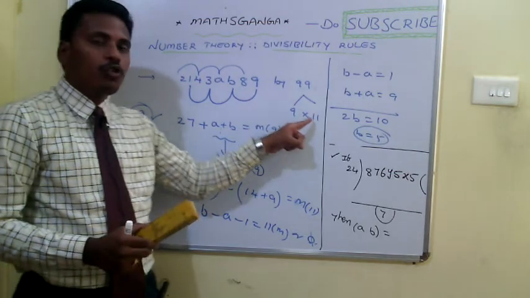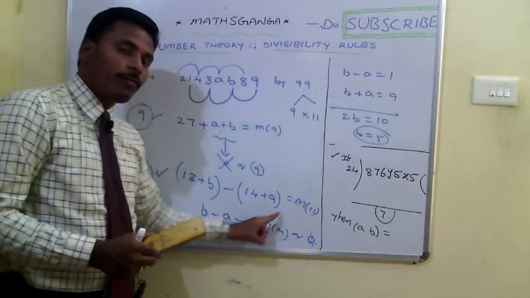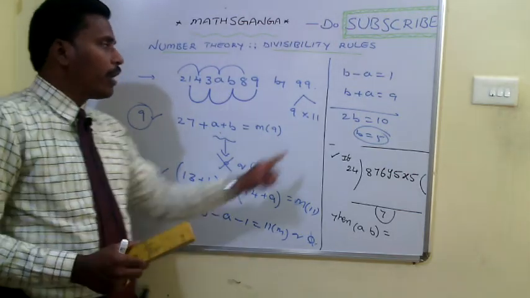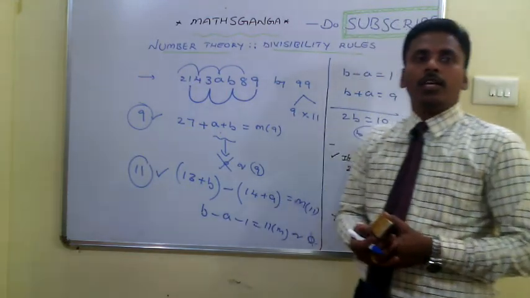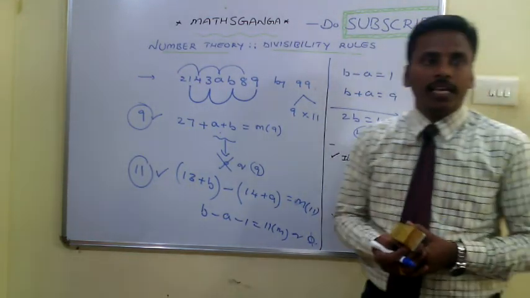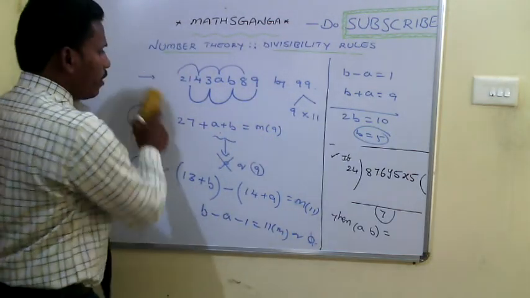In the second case, when you check the divisibility for 11, if you observe, you will get B minus A is 1. After having B minus A and B plus A, we can simplify to get the values of A and B, where A is 4 and B is 5. This is the problem. Okay, and I have one more problem here.